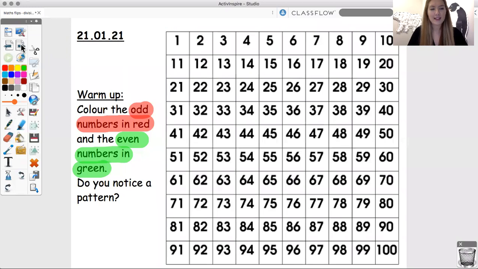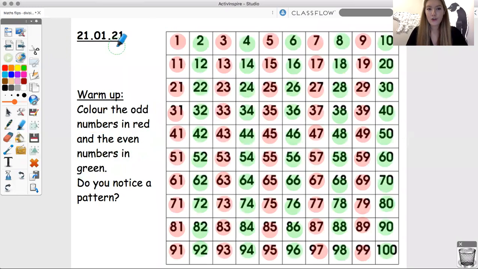Okay, welcome back. So your 100 square should look a little bit like this. All of the odd numbers have been coloured in red and all of the even numbers have been coloured in green. Now, I wonder, what patterns did you notice? Tell somebody at home and pop me on pause.